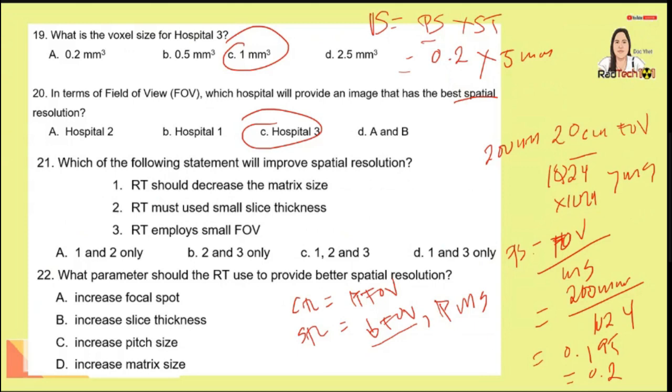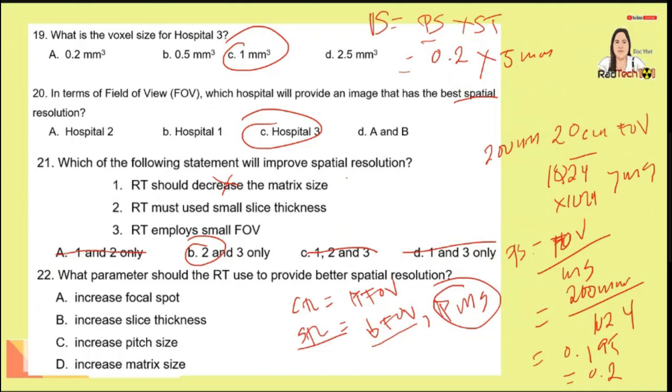21, which of the following statements will improve spatial resolution? So, decrease the matrix size. This is wrong because, as I have mentioned, we should increase the matrix size if we want a better spatial resolution. So everything with 1 is wrong. So this one is wrong, and this one too. Therefore, this is the only one left, so that is the correct answer.